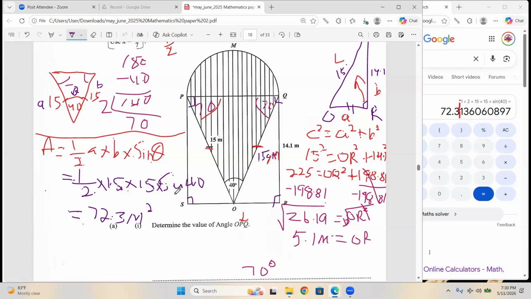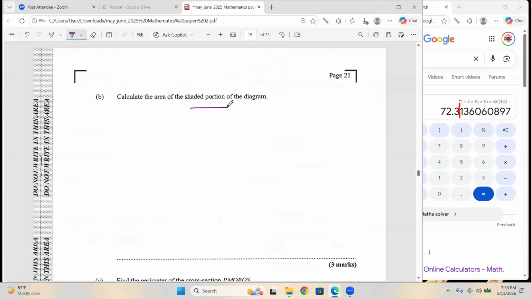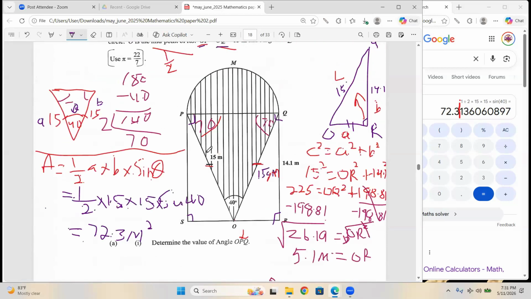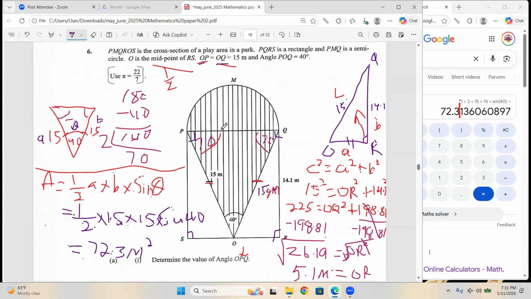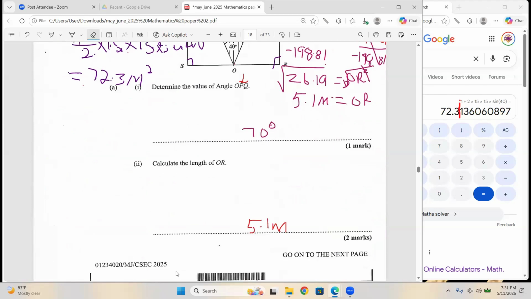But that's not the full answer there. What they said, they wanted the area of the shaded portion. We only found part of the shaded portion, which was the triangle. We still need to find the area of the semicircle. Now, there's no specific formula to find the area of a semicircle. Wait, hold on. But what we could do, we could find half of the area of the circle. So normally to find the area of a circle, right? So area of a circle, I think that's also in the past paper too.